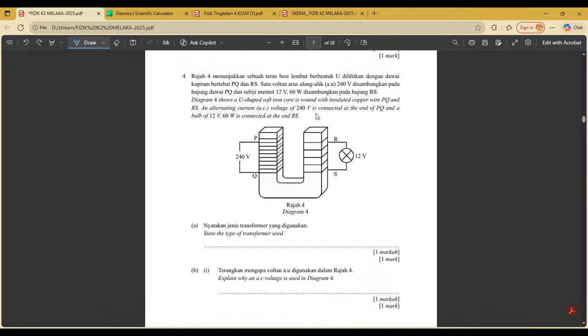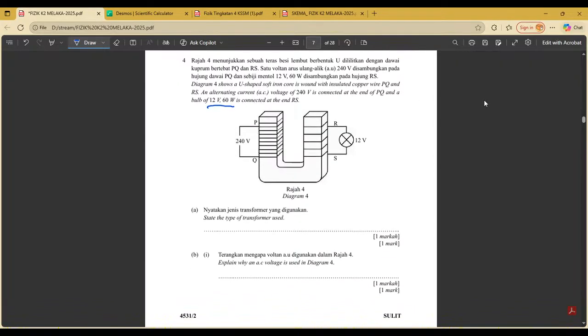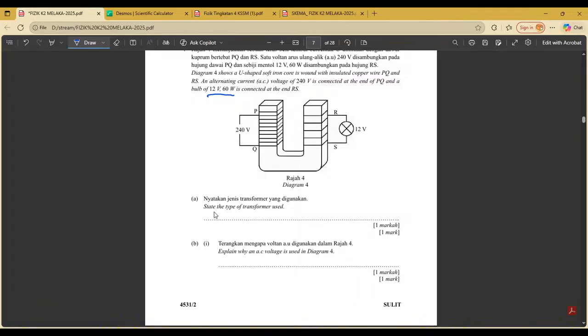Alternating current voltage of 240 volts is connected at the end of PQ and the bulb of 12 volts 60 watts connected at the end RS. State the type of transformer used. This is a step down transformer.